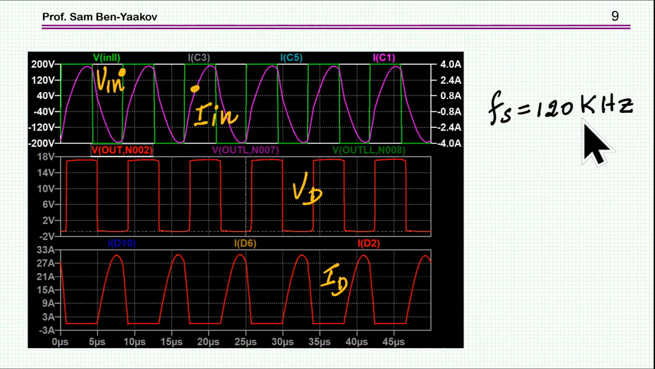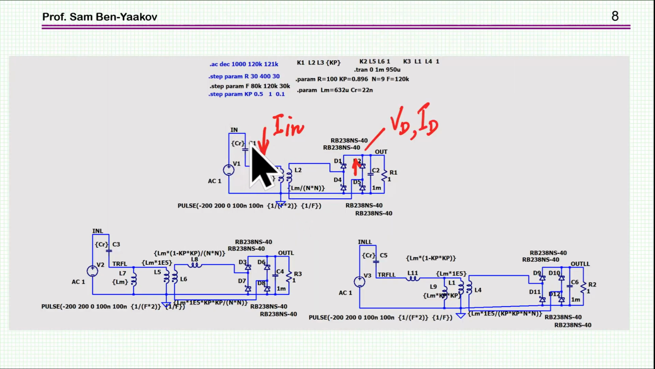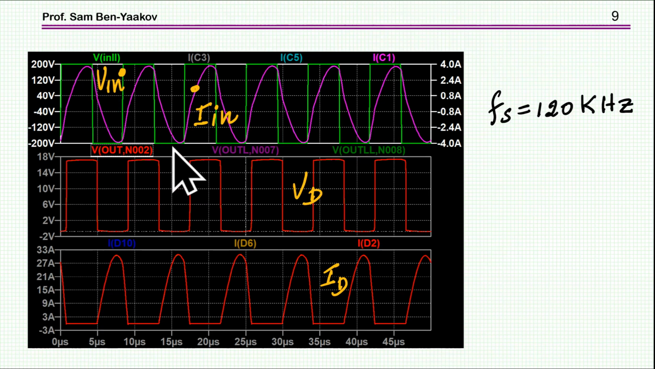Switching frequency is 120 kilohertz. This is the input voltage. This is the input current. This is this current, and this, and this all together, and as you can see, they are superimposed. They're exactly the same, no different. This is the voltage of the diode. Again, these are the three diodes, exactly the same. And this is the current of the diodes, and again, it's exactly the same.